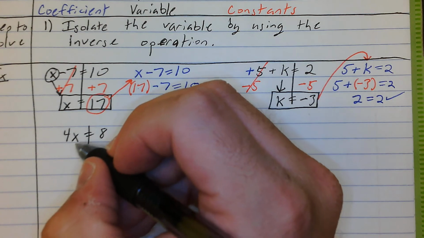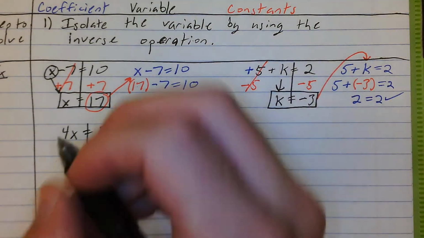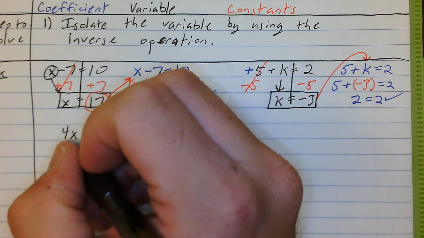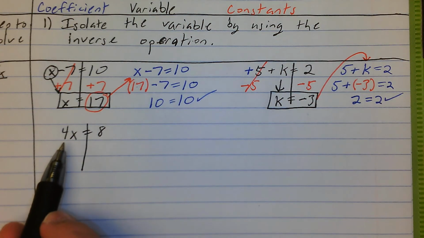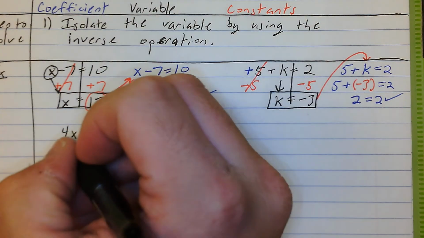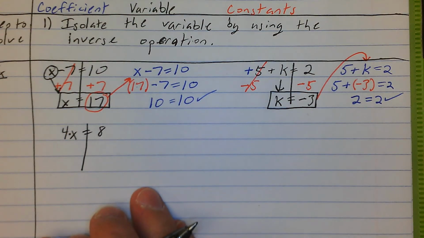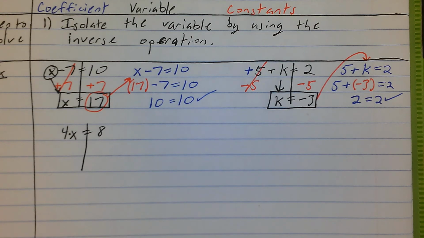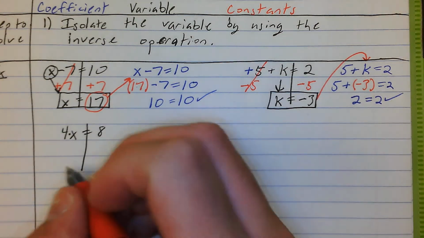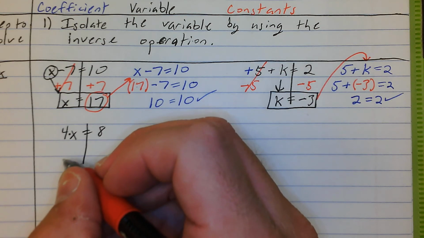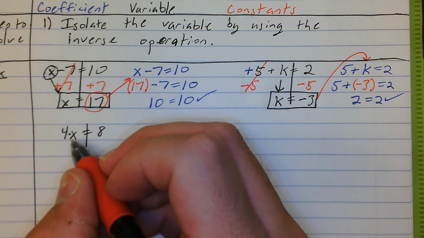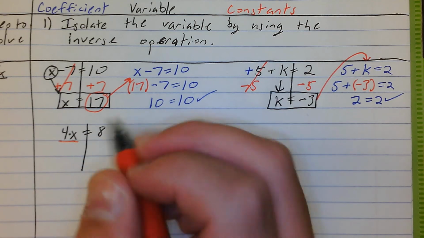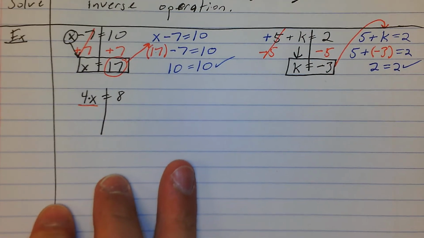So I'm still solving for x. But this time, this 4 is attached to the x. This is the coefficient now. Remember, coefficients are attached by multiplication or division. In this case, this is 4 times x. So if I have multiplication, in order to do the inverse operation and get rid of the 4, I would need to divide, because the inverse operation of multiplication is division.